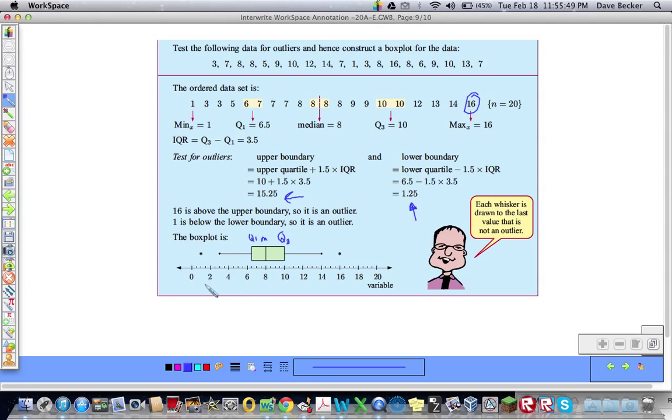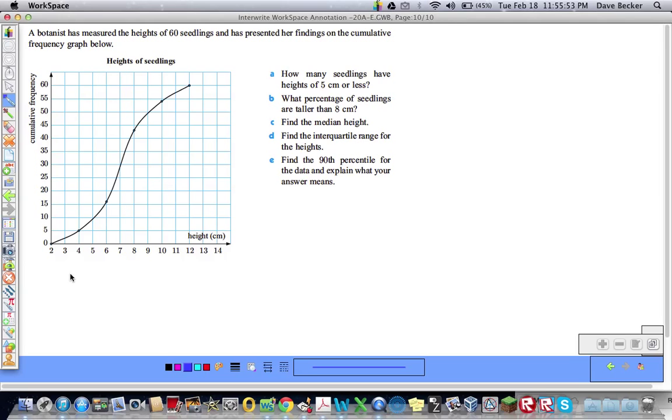And that's how we make our box. So not too horrible. Okay. And finally, this is called a cumulative frequency graph.